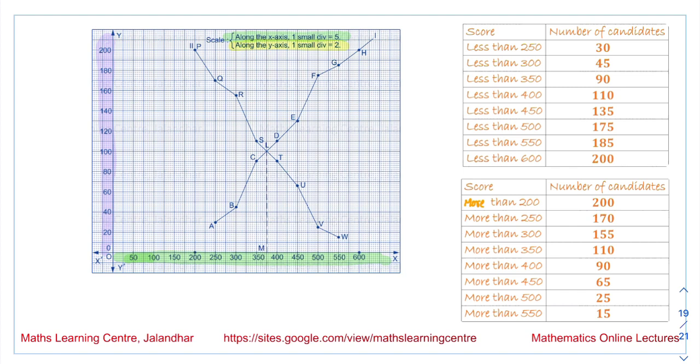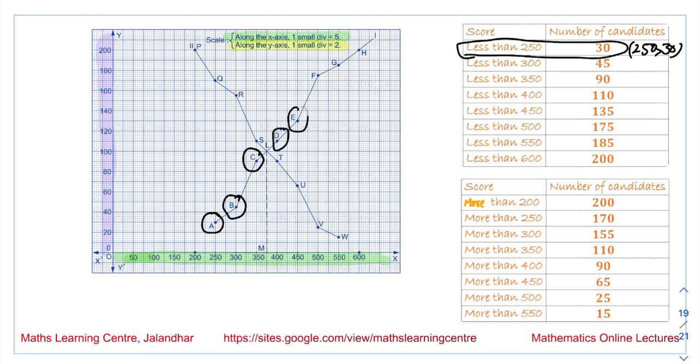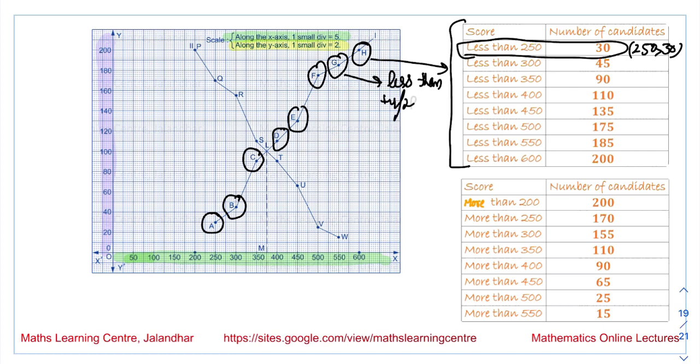Now corresponding to the less than type frequency distribution, the first point we will have is 250, 30. So 250, 30 is the point A. Next we have 300, 45. Next this is the point C. Next D, E, F, G and H. These are the points corresponding to these values. So this is the less than type Ogive.